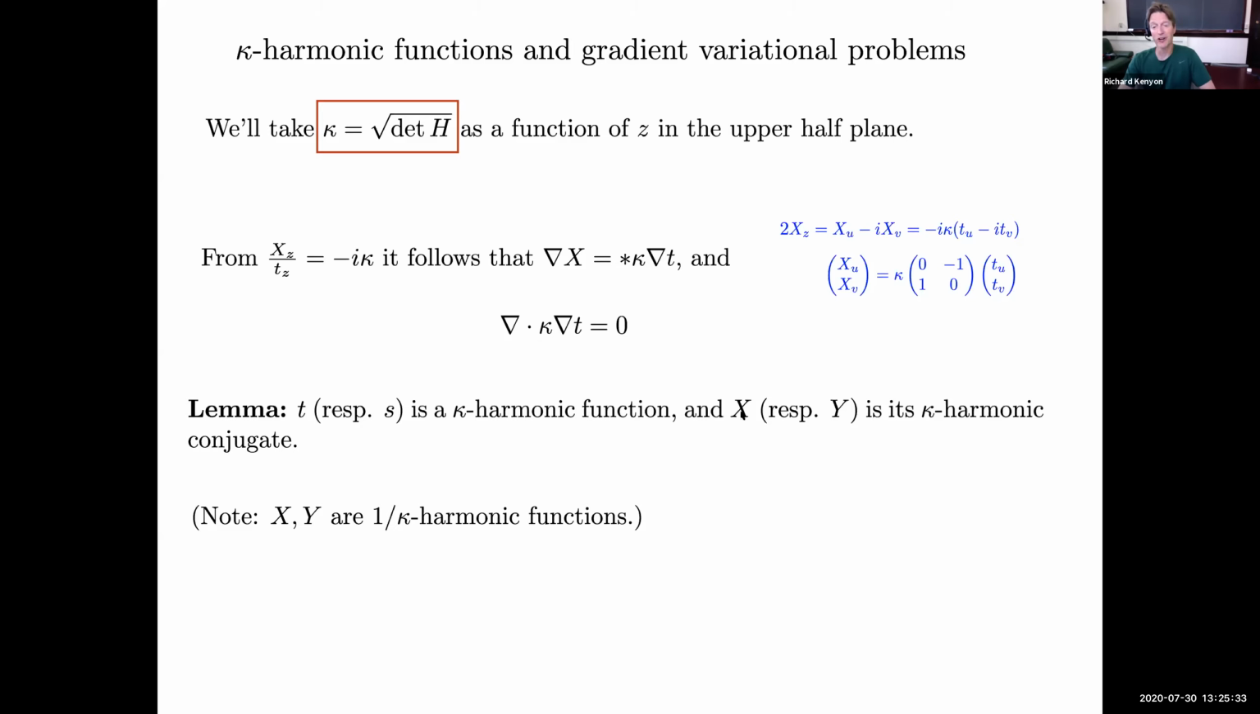And in fact, so are x and y. Well, no, sorry, they're 1 over kappa harmonic functions. They are the harmonic conjugates of t and s respectively. So this equation is somehow equivalent to the fact that x is a kappa harmonic function. That's in fact the definition of being kappa harmonic conjugate to t, which makes it a 1 over kappa harmonic function.